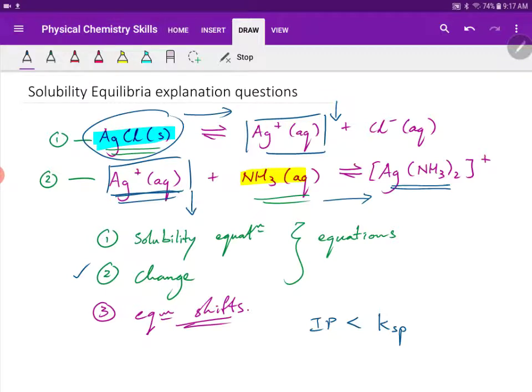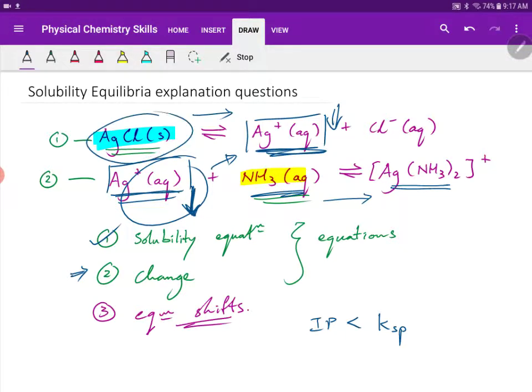Let me reiterate again. We start by looking at the change. Based on the change, this addition of NH3 causes Ag+ to go down, and we transfer this phenomenon to the first equation. Since Ag+ went down, as you are looking at the solubility equilibrium, the position of equilibrium shifts to the right, and so the AgCl will dissolve, given that IP is now smaller than Ksp. So this is how we can answer different kinds of solubility equilibrium explanation questions. As long as you understand what the change is, use the change to affect the solubility equation's position of equilibrium itself.